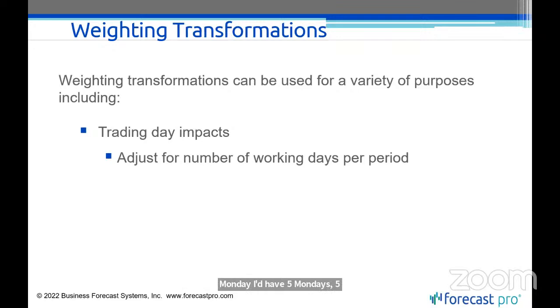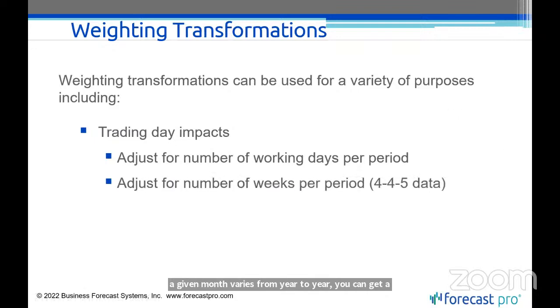So if you think about the first example, where we start on Saturday, and the second example, where we start on Monday, then everything being equal, I would expect to have more demand in the second case because I'm open more days. I have more working days. And typically, if the number of working days for a given month varies from year to year, you can get a couple of percentage points more accuracy by taking it into account. And the weighting transformations are one way of doing that.